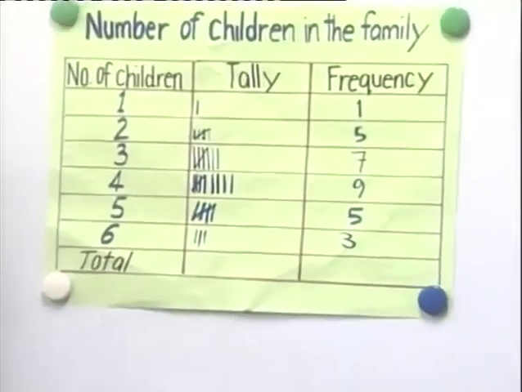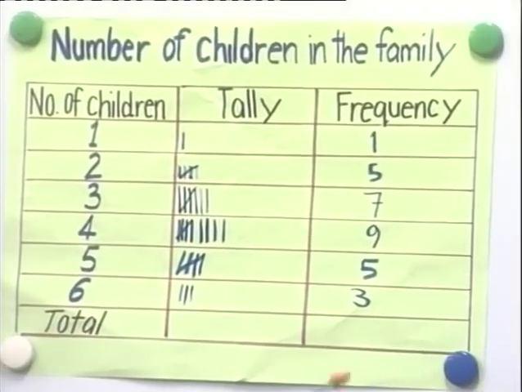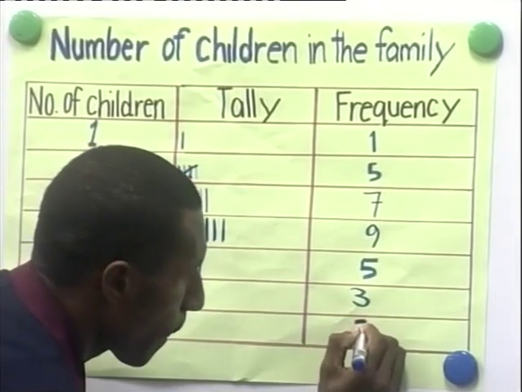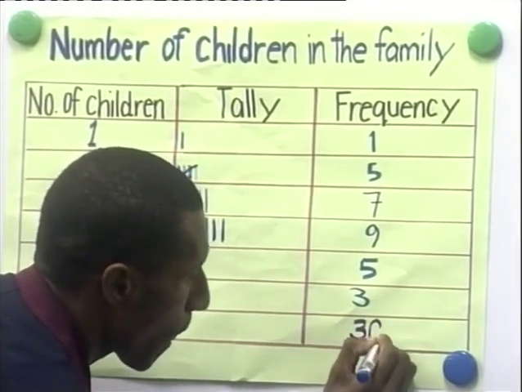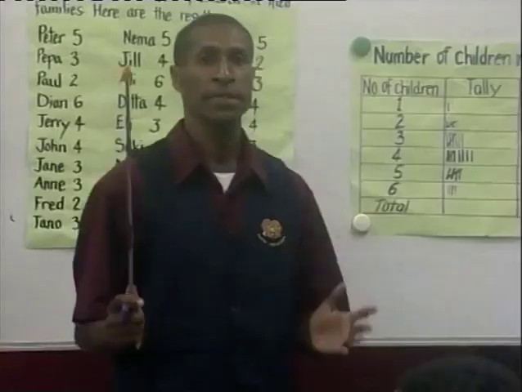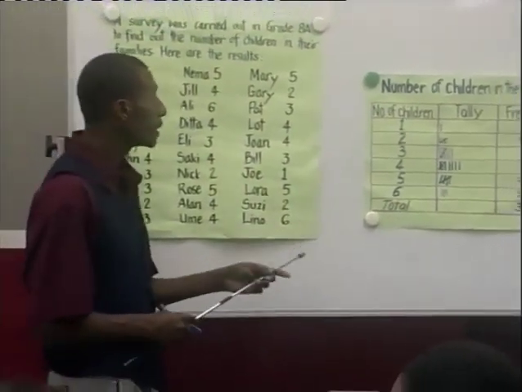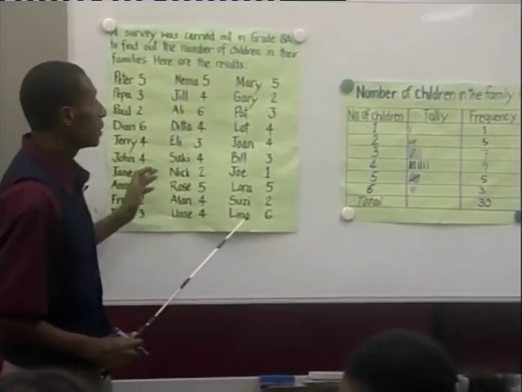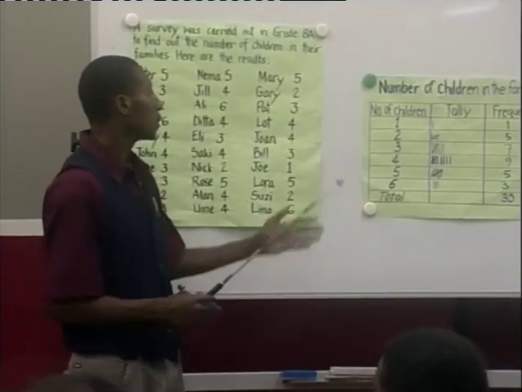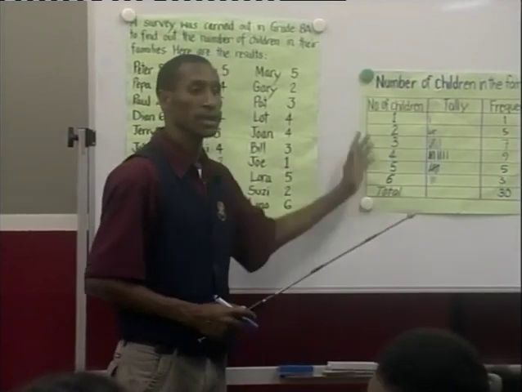Class, can you tell me what is the total frequency of this table here? What is the total frequency? 30. Very good, 30. So, receiving students, I hope you have seen the process of how to organize data in a frequency table. So, this is another way that data can be presented. After collecting, you can also present data in this manner.